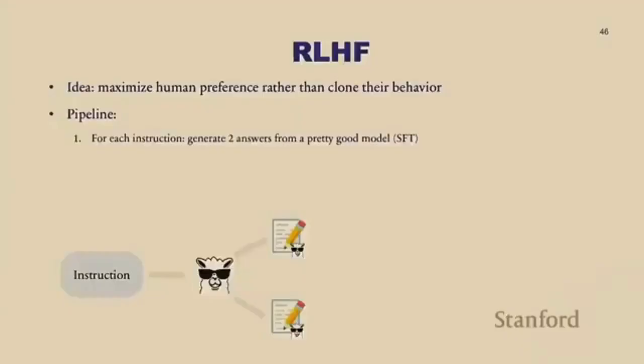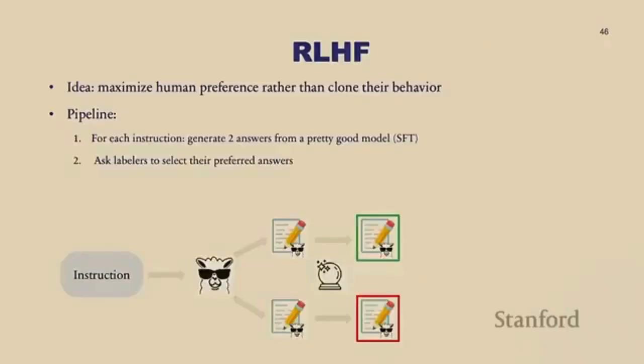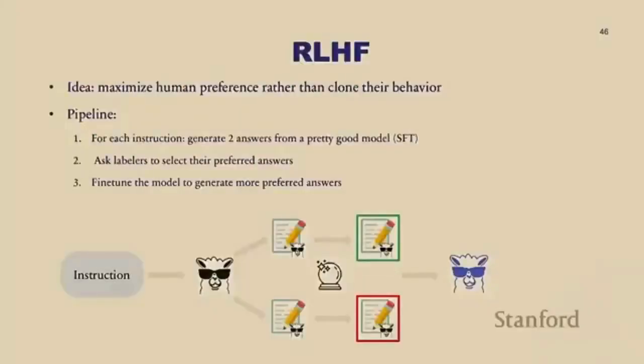The way we're going to do that, the pipeline, is that for every instruction, you ask a model to generate 2 answers. And usually you use a pretty good model, so you don't use a raw LLM here, you use an already fine-tuned LLM to give pretty good answers. Then you ask labelers which of these 2 answers was better. So you select the preferred one, and then with different types of algorithms, which we're going to talk about, you just fine-tune the model to generate more of the green thing than the red thing, so more of the good stuff. So now the question is how, and we're going to talk about that right now.